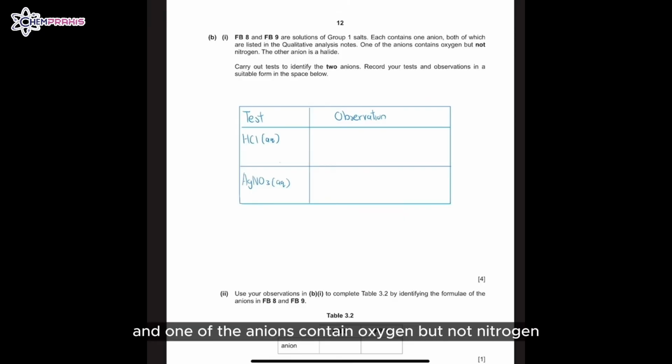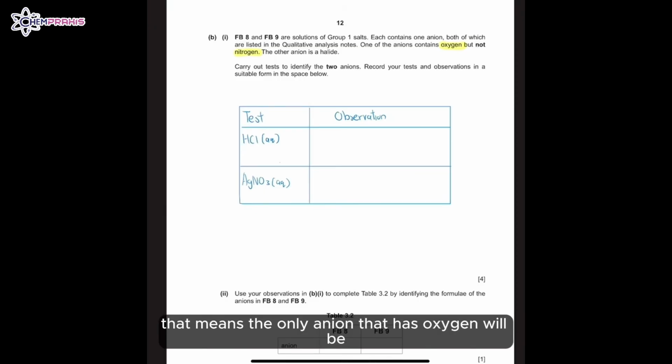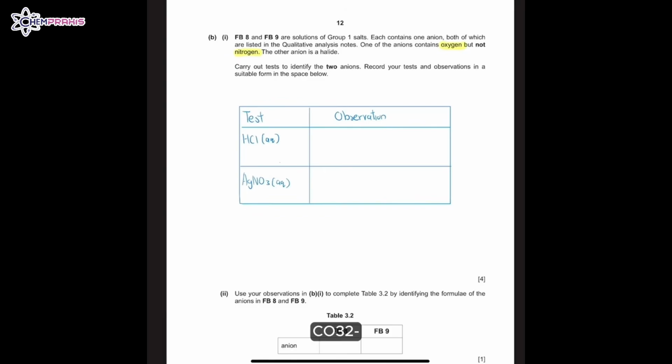One of the anions contains oxygen but not nitrogen. So from here we can identify that if there's no nitrogen in the anion, the only anion that has oxygen would be CO3 2-, and the other ion is a halide.